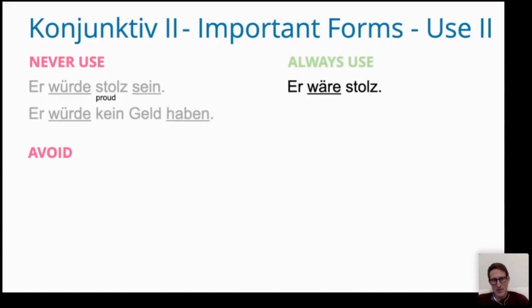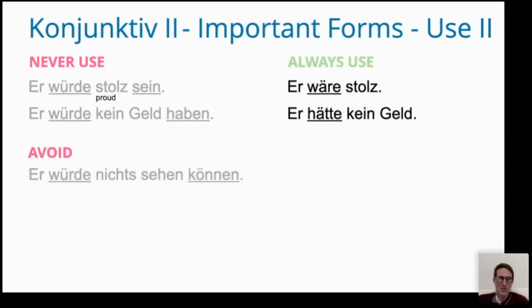Same with haben. You really don't use würde haben, he would have no money. You would say hätte. He would have no money. So you always use sein and haben in their strong forms. And the same with modal verbs. I just give you one example, which is würde nicht sehen können. You would say könnte nicht sehen. So with modal verbs, haben and sein, you don't use the würde.